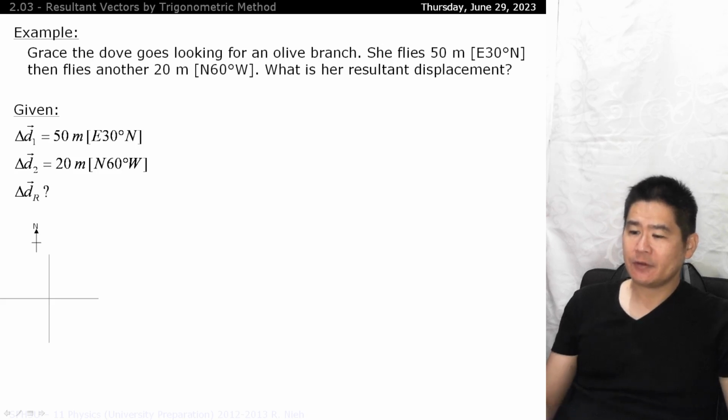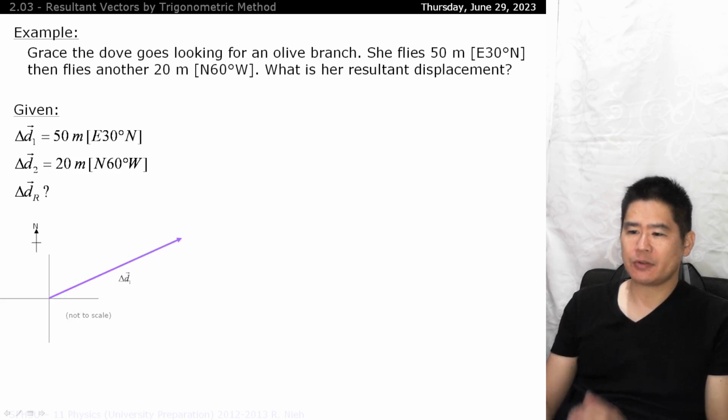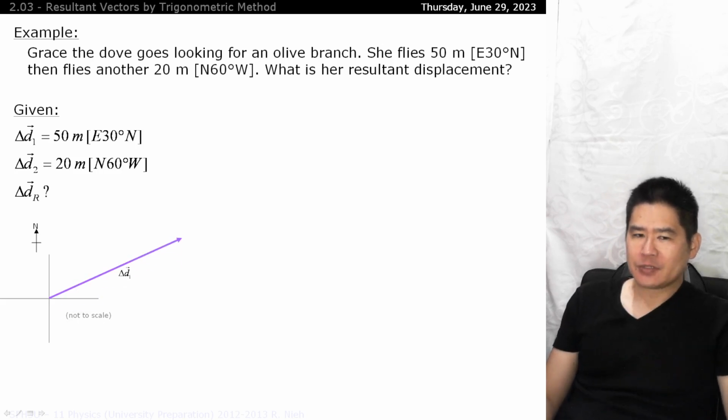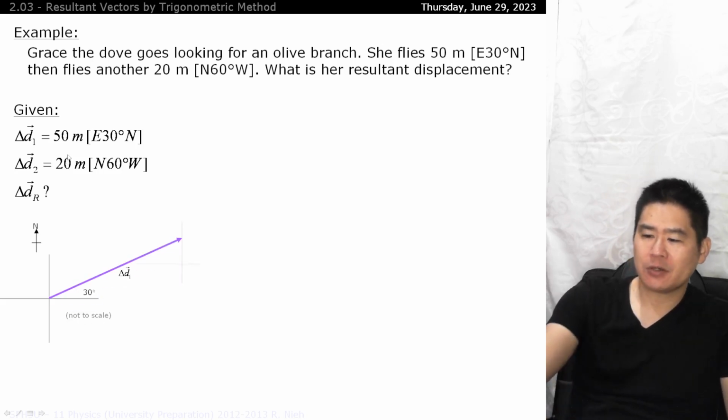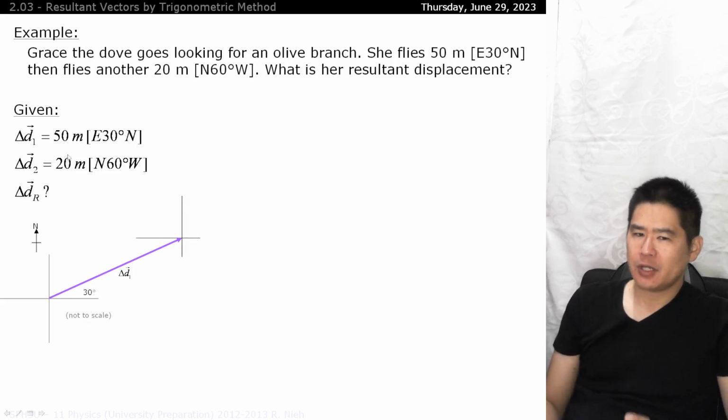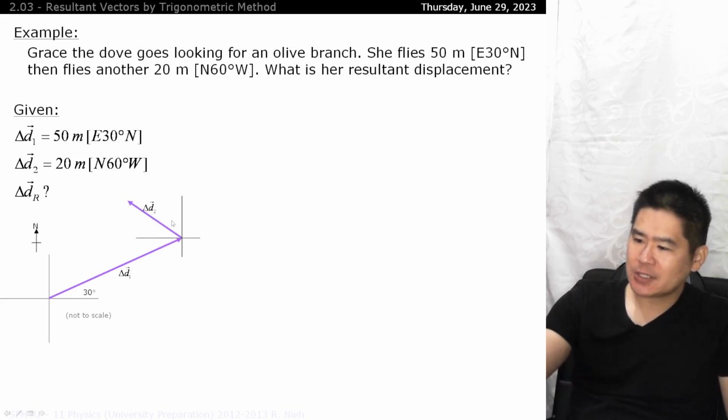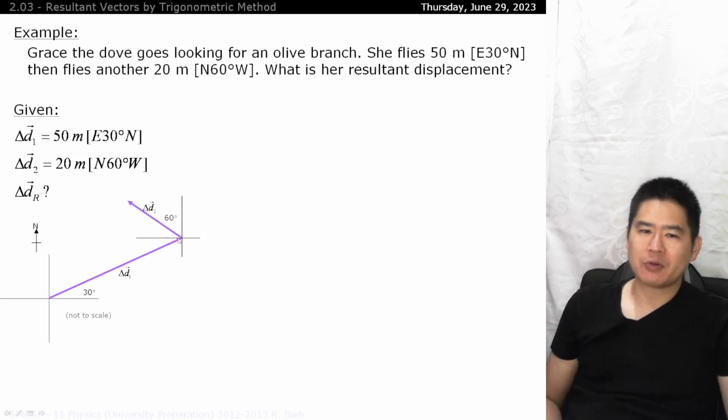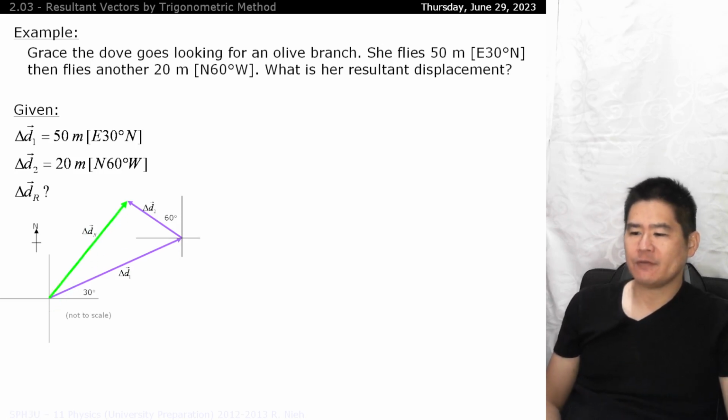So the dove first flies some length east 30 degrees towards the north. As for the second vector, you'll see that it's 20 meters, so it shouldn't be as long. Not that you have to draw it to scale, but you probably want it to be roughly half the original length. And you'll try as best as possible to represent north 60 degrees towards the west. I know it's not perfect here, but it doesn't have to be to scale, just approximately there so that your end triangle should make sense. Okay, so we're trying to look for that green vector.